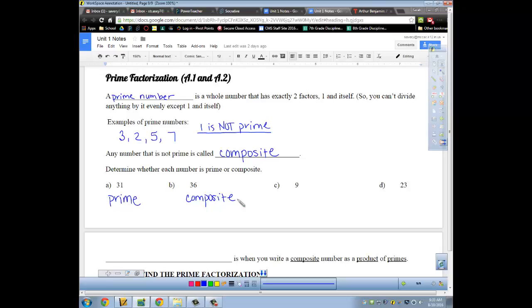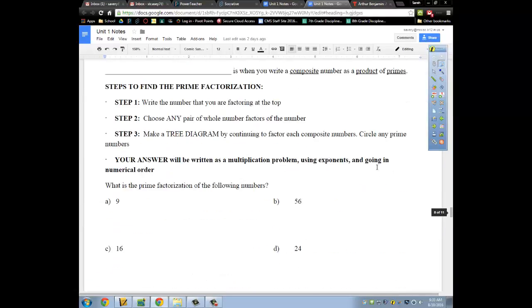9 is one that tricks people. 9 is odd, but that doesn't mean that it is prime. 9 is composite because you can divide it by 3. And 23 will be prime. You can't divide it by anything except for 1 and itself. Okay, moving on to the next page.